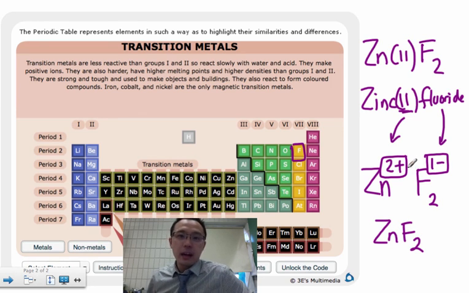So that's how you name compounds with transition metals. Make sure you balance the charges, and that's it. Pretty straightforward. So try some practice.